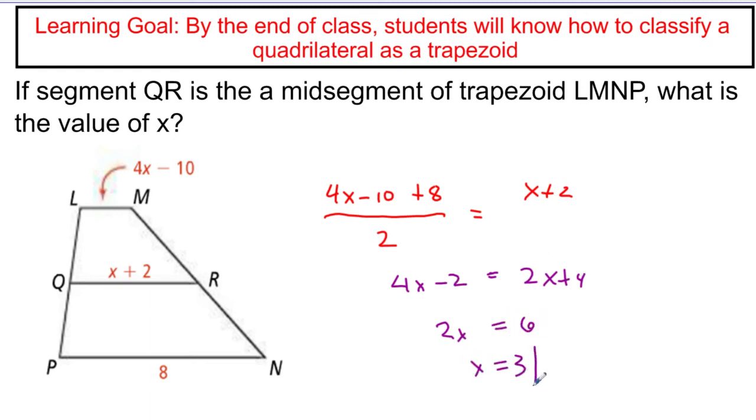So I'm claiming that if you plug in a 3 here, you notice I got a 5, and if I plug in a 3 here, it looks like I get 12 minus 10, which is 2, right? If you take the average of 8 and 2, you will get a 5, right? So that's really all this property is saying.